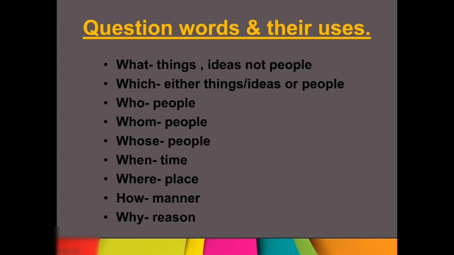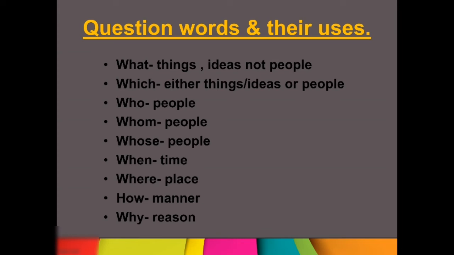अच्छा, when we talk about what, so what is used to ask about things, ideas, but not people. Okay, what हमेशा things और ideas के बारे में पूछने के काम आता है, but not for people. Which either things or ideas or people. That means या तो things ideas के लिए use होता है या people के लिए.